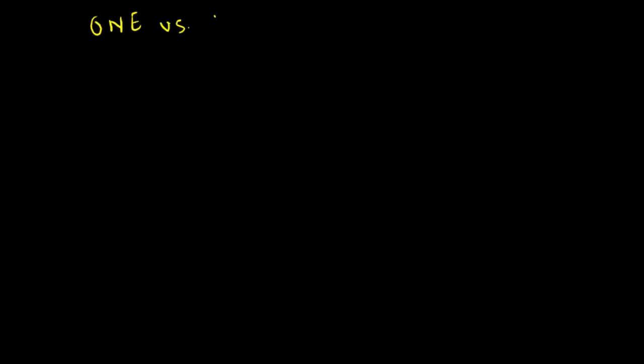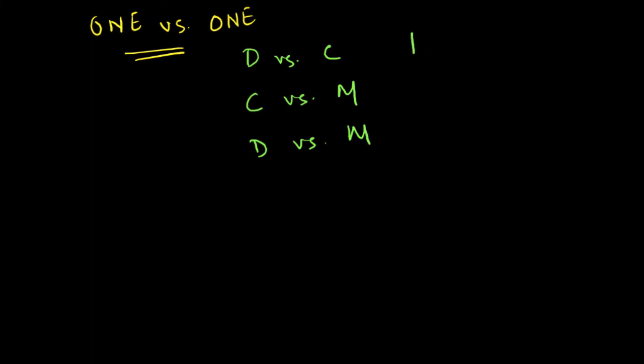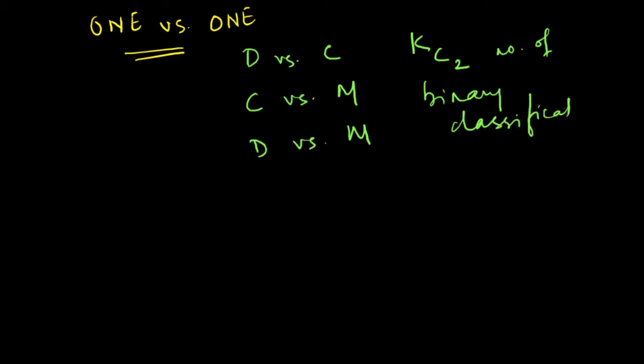one versus one method. So what do you do there? There what you do is that you take each pair of categories and learn to do classification between them. So you have D versus C, you have C versus M, and you have D versus M. So here you will have KC2 number of binary classifications. So as compared to the one versus all method, here you will have to do more number of binary classification problems.